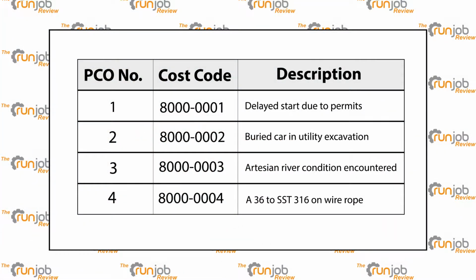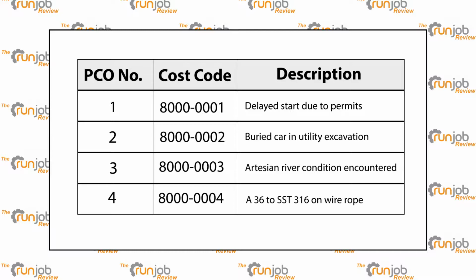So let's look at this list we've put together here. You can see there's 4 PCOs in this actual list of extras on the job, and our cost code system is an 8-digit cost code. So I've assigned 4 separate sequential 8,000 cost codes, we call them, and I've assigned a description to each one of them. As I accumulate cost for each of these extra issues, I just put them to the correct cost code. In the case of the first one, we had a delayed start due to permits. The second one, we had a buried car in a utility excavation. So that's a good one.